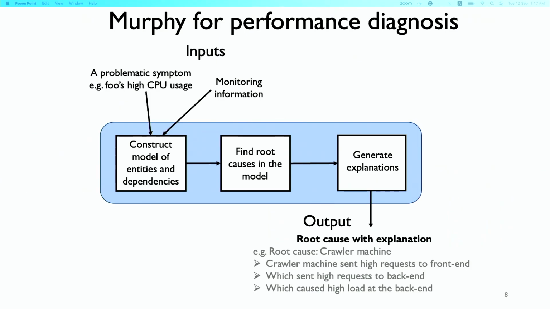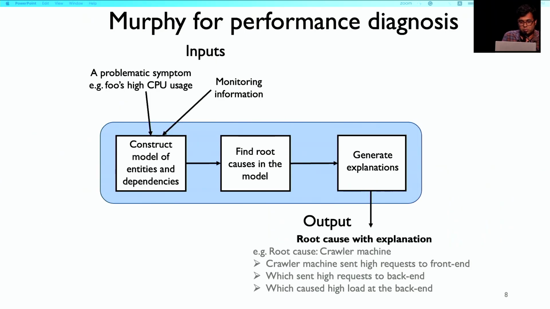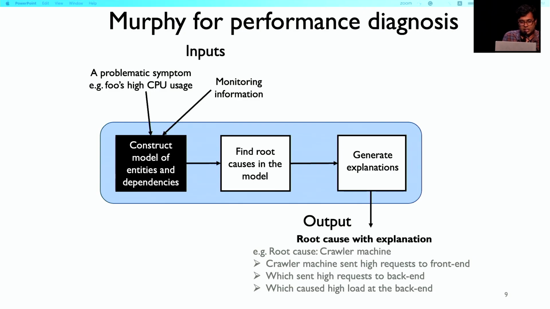So we built this model, Murphy, for performance diagnosis, which takes as input a problematic symptom, which is specified by the operator, and it leverages common monitoring information and runs a 3-step analysis to produce its output. And the first step of the analysis is to construct a model of the entities and the dependencies between the entities.